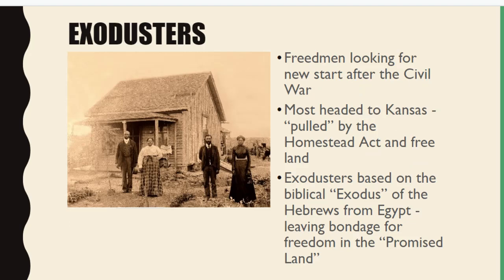Exodus. These people are freemen who looked for a new start after the Civil War. Most headed to Kansas, and they were pulled by the Homestead Act and free land, meaning that this was the only opportunity they were going to have to have their own land. Exodus is based on the Bible, the Exodus of Hebrews from Egypt, leaving bondage for freedom in the Promised Land. So for African Americans, former slaves that were freed, this is going to be a good opportunity for them to have new land. Here are some images.